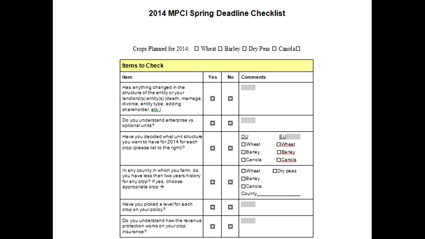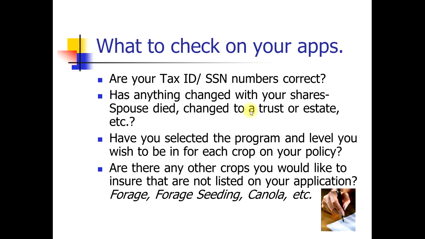In any counties you farm, do you have less than 2 years of history for any crop? This isn't only history, but less than 2 years of experience, I guess it should say. So if you grew canola once back in the 90s, there may not even be history of it in your crop insurance policy, but we need to know that so we can get you what's called a new producer exception on your crop insurance.